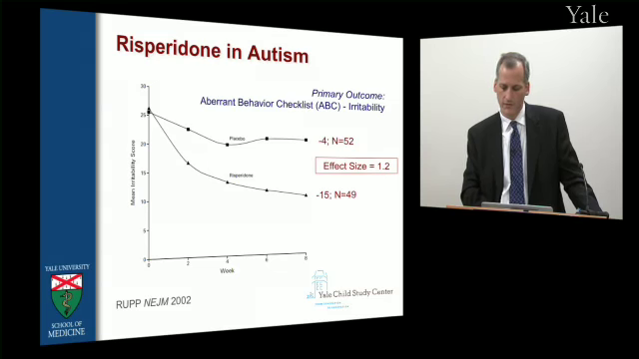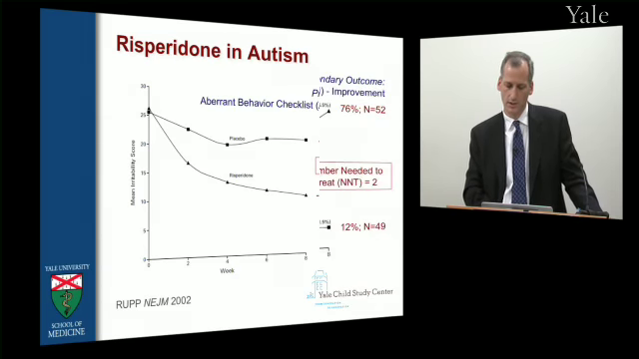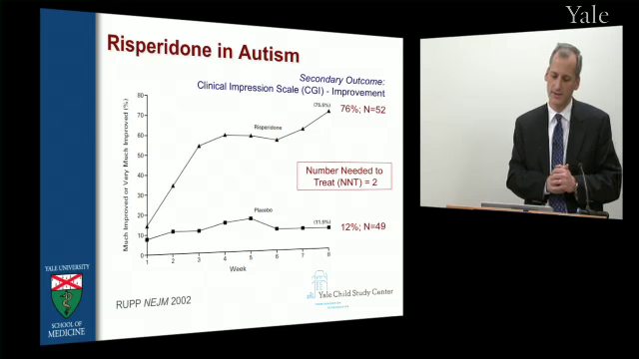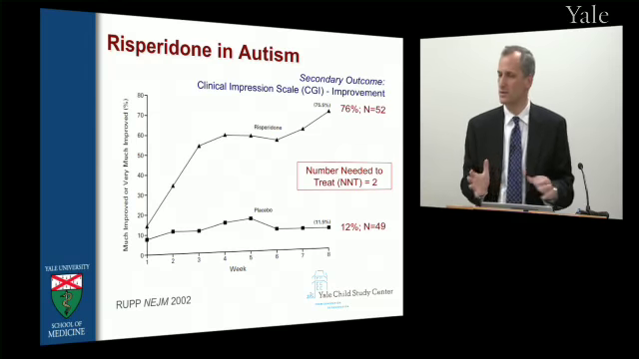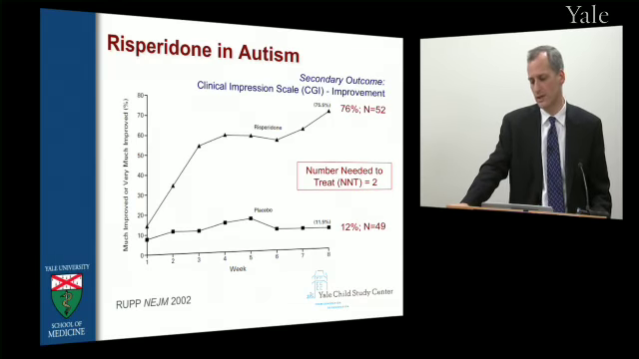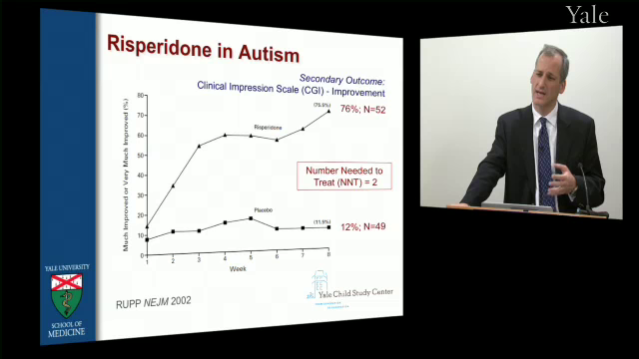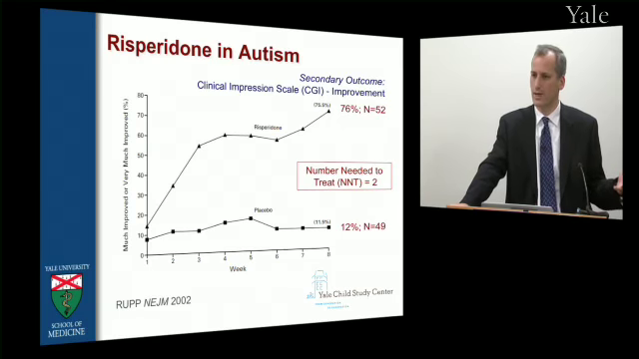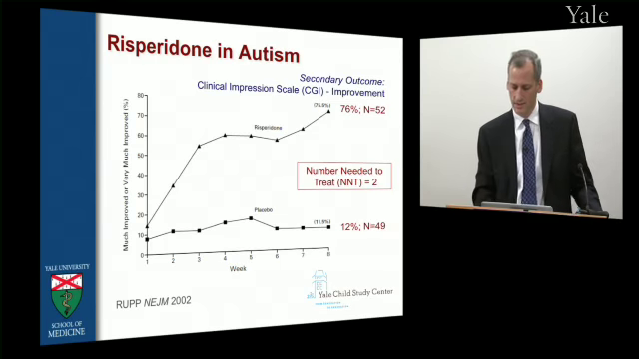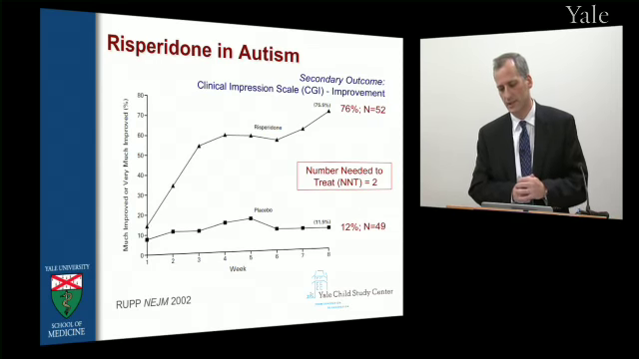Another way of quantifying this, and maybe related to your question, is this. This was another way of looking at the same data, but here rather than using that scale, the Aberrant Behavior Checklist, we're using this poor man's scale called the Clinical Impression Scale, which essentially is what you're asking. In my clinical impression as a clinician or as a parent, who is getting better? And here we see that about 80% of children treated with risperidone got better compared to only 10, 12% of those kids treated with placebo.